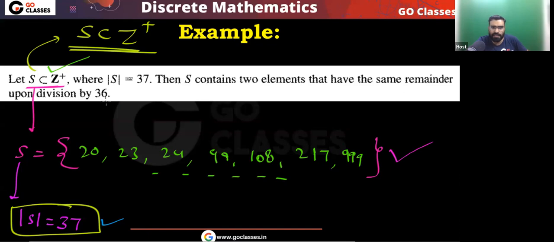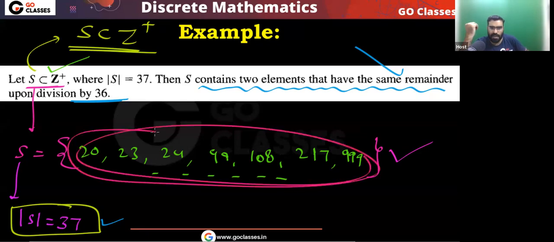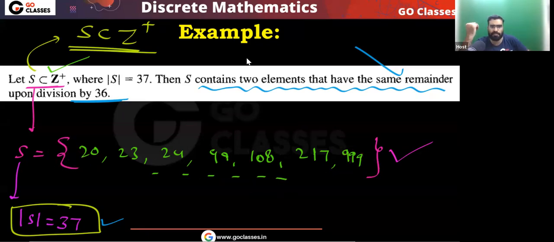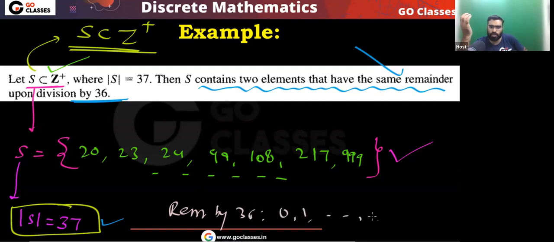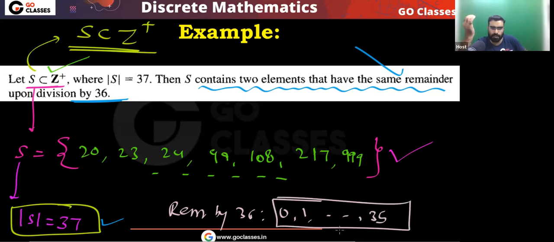Now, can I guarantee that at least 2 elements give the same remainder when you divide by 36? When you divide by 36, at least 2 numbers in this set will give you the same remainder. Because when you divide by 36, how many remainders are possible? What are the remainders by 36? 0 to 35. So 36 remainders are possible. Only these are the remainders possible.